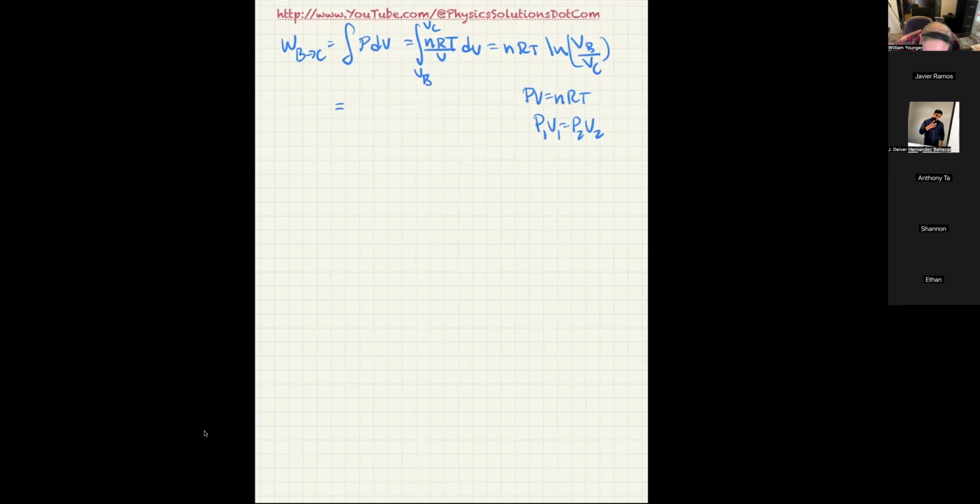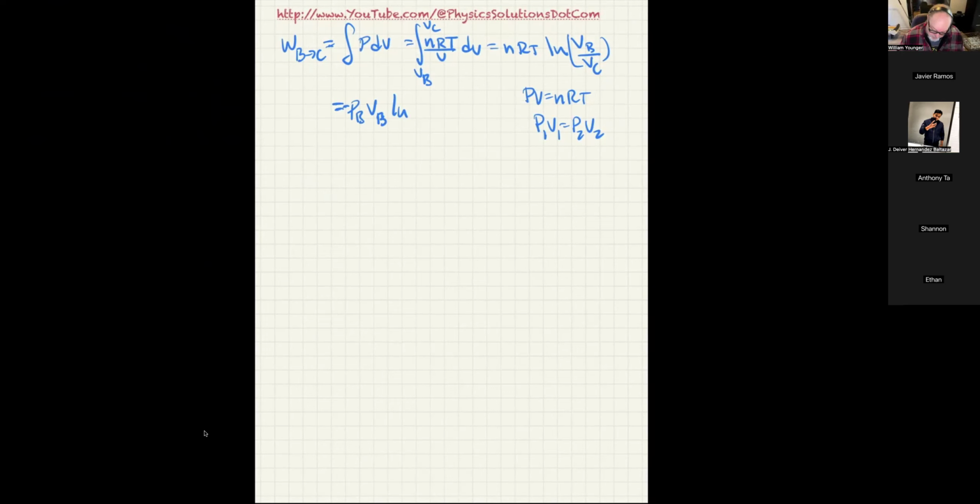In this case, we're actually using negative nRT. So you're going to ultimately say this is negative PB VB times the natural log of, in this case, it's going to be, oh, okay, I see. So they had a negative, but they just are doing it kind of weird. Oh, I put my VB and VC upside down, so that might be the difference.